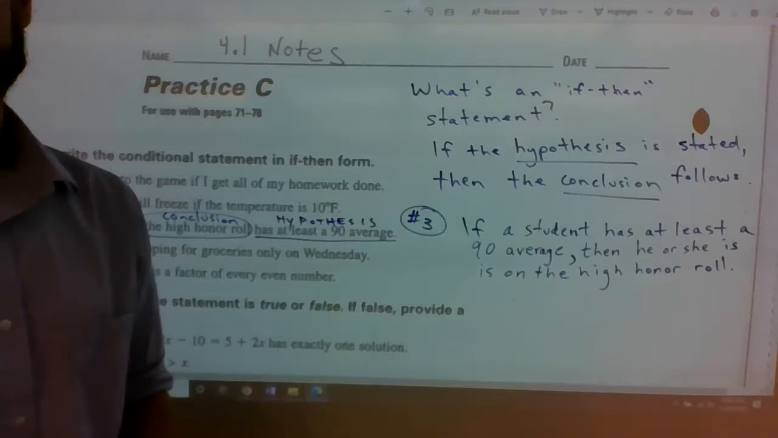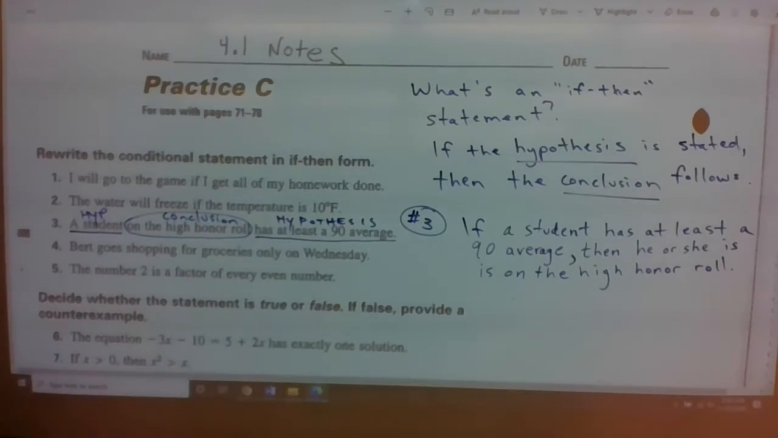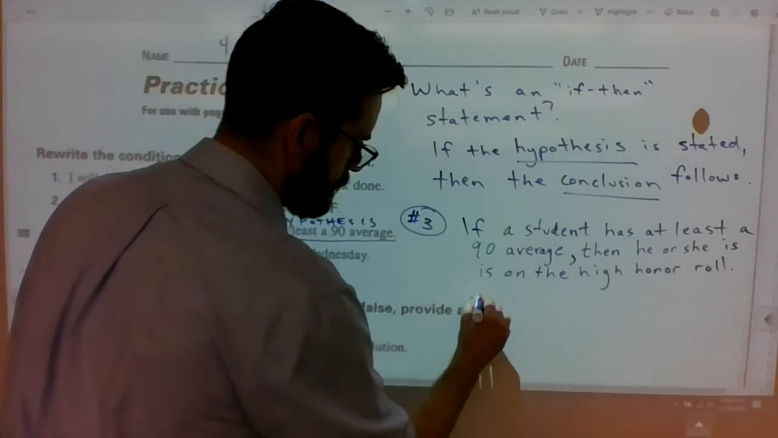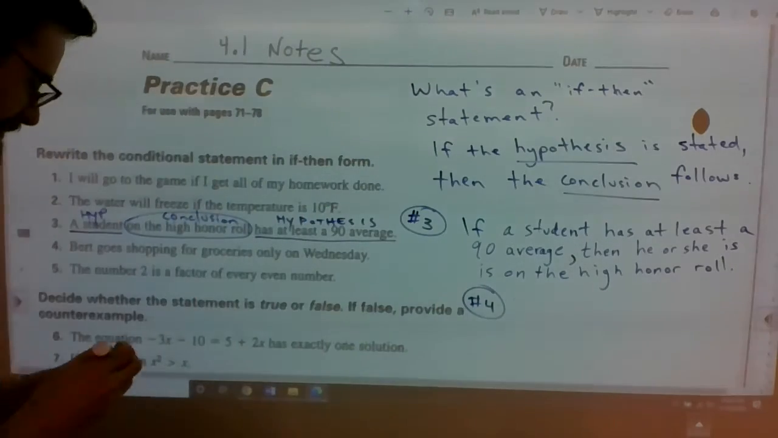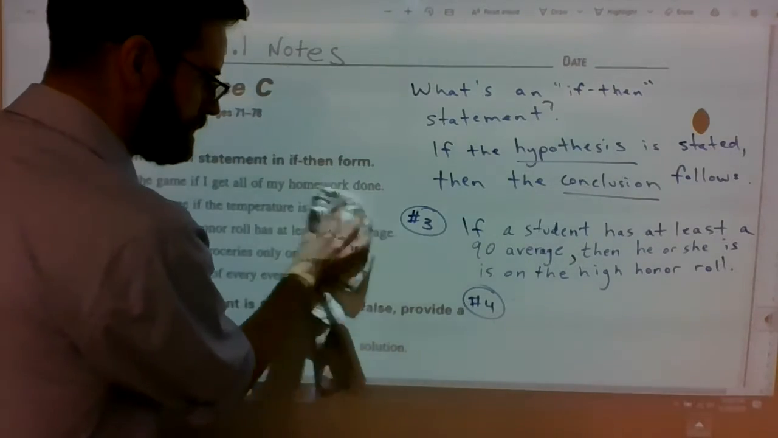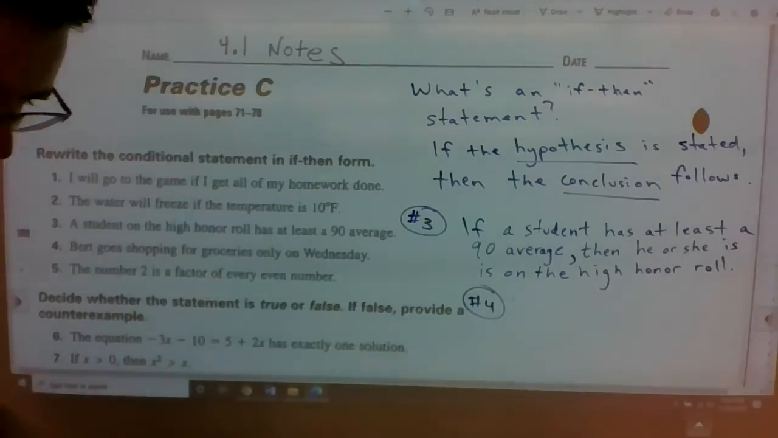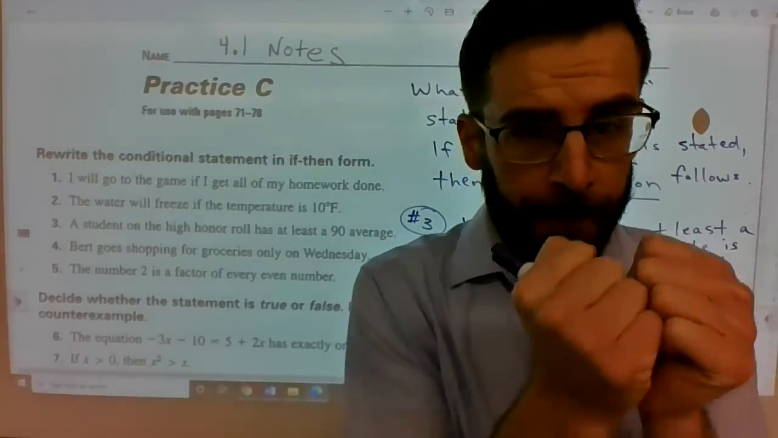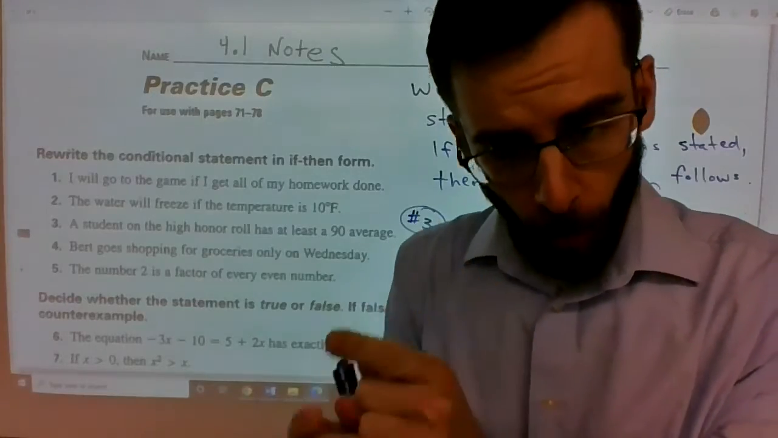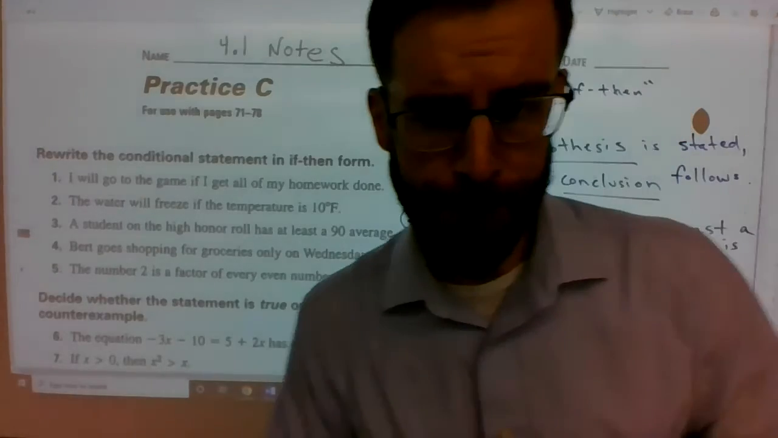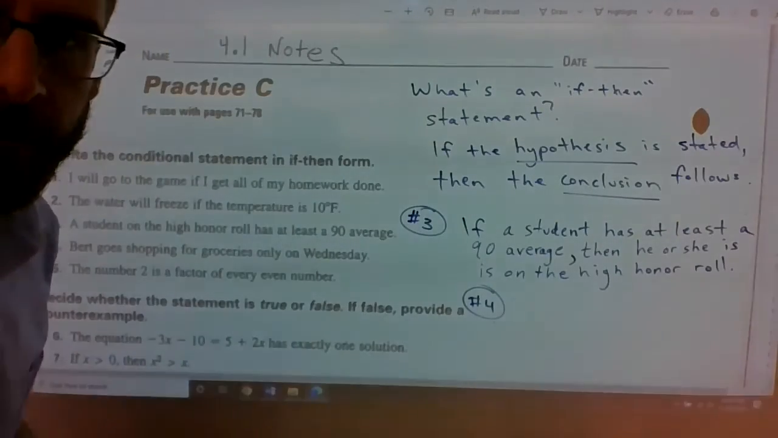So, what about number 4? If Bert goes shopping for groceries only on Wednesday. This is tougher. So, what do you guys think? Is it that if it's Wednesday, then Bert must go shopping for groceries? Or is it, if Bert's shopping for groceries, then it's got to be Wednesday? Which of those makes sense for number 4?